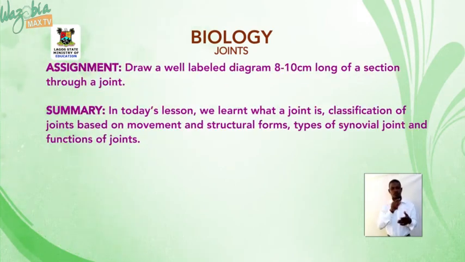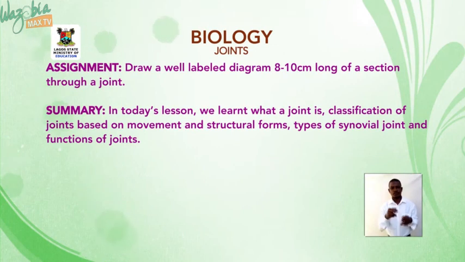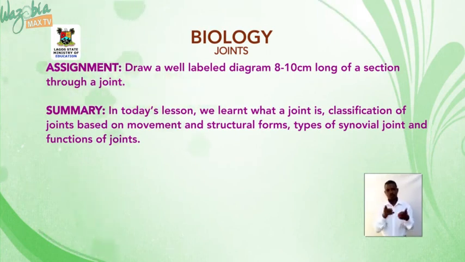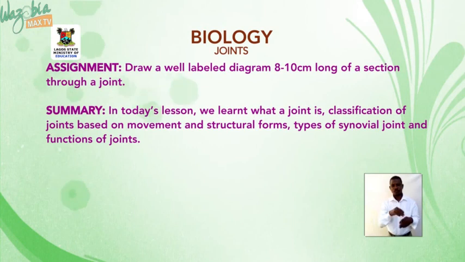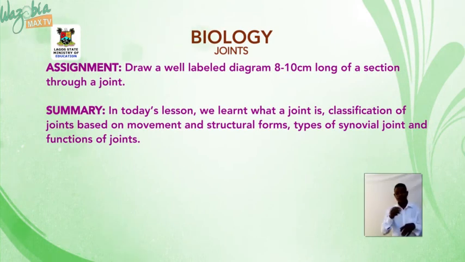Assignment: draw a well-labeled diagram 8 to 10 cm long of a section through joints. Summary: in today's lesson, we learned what a joint is, description of structure of a joint, classification of joints based on movement and structural forms, types of synovial joints, and functions of a joint.